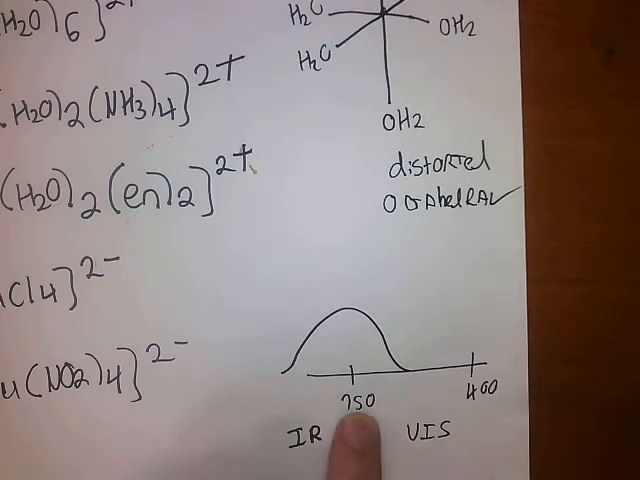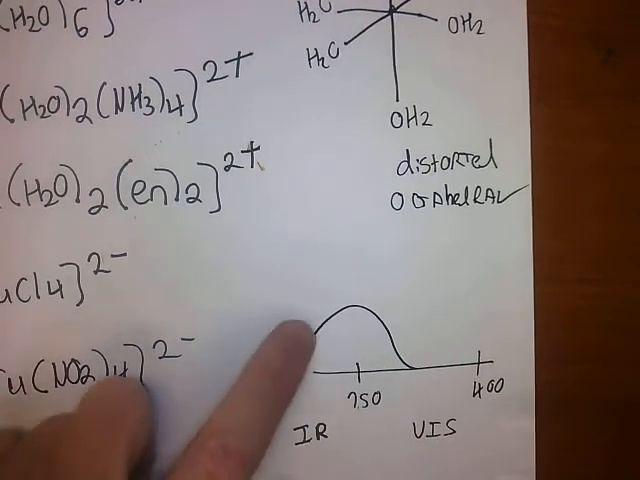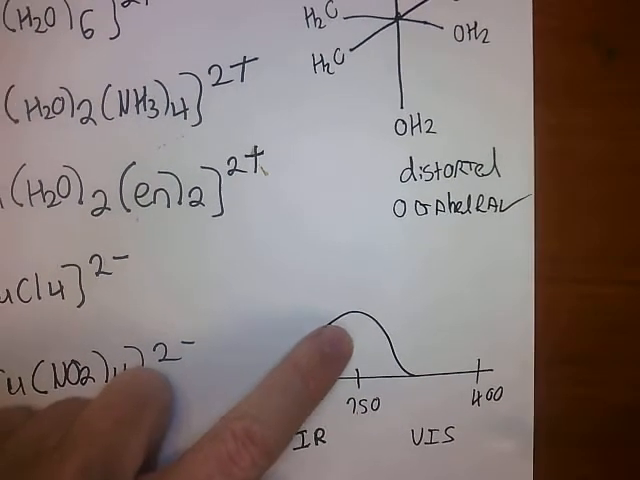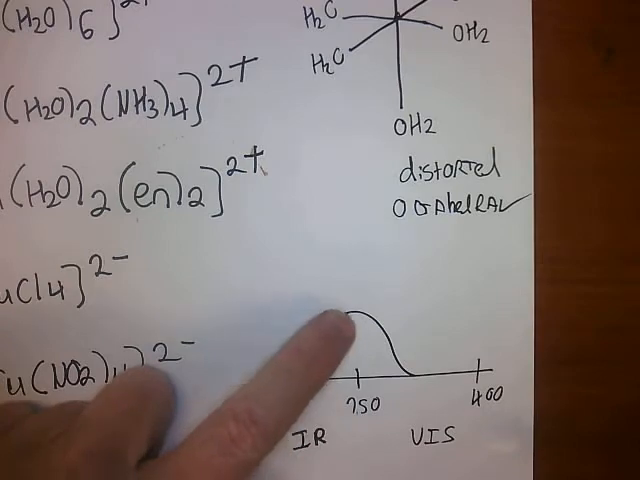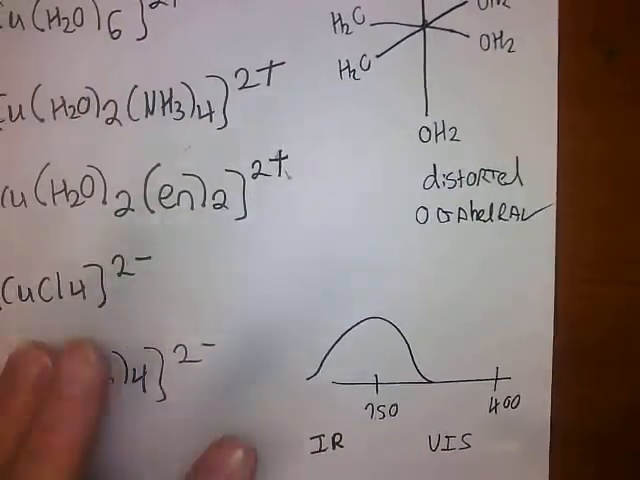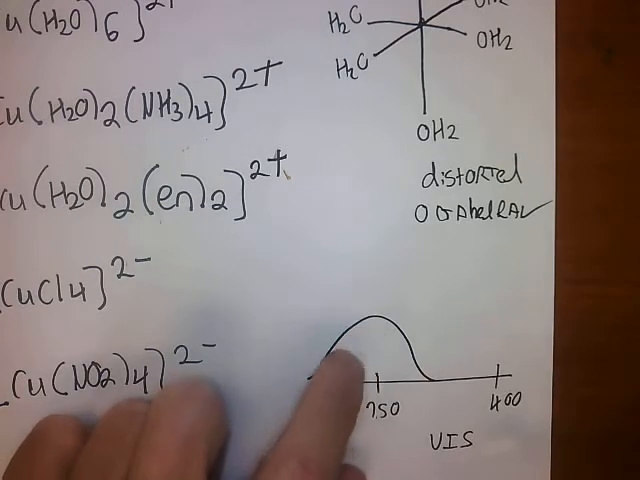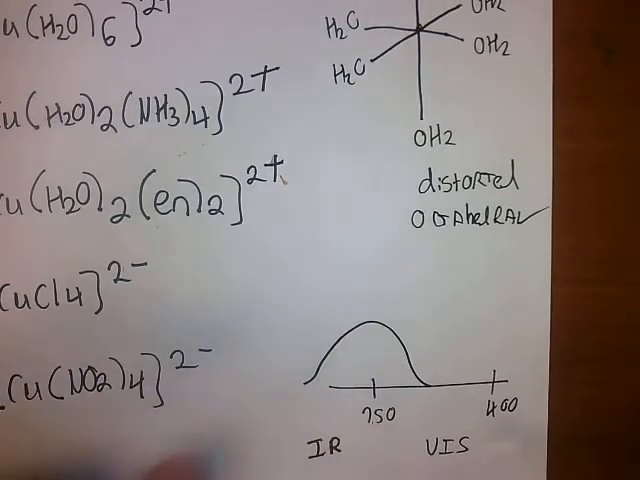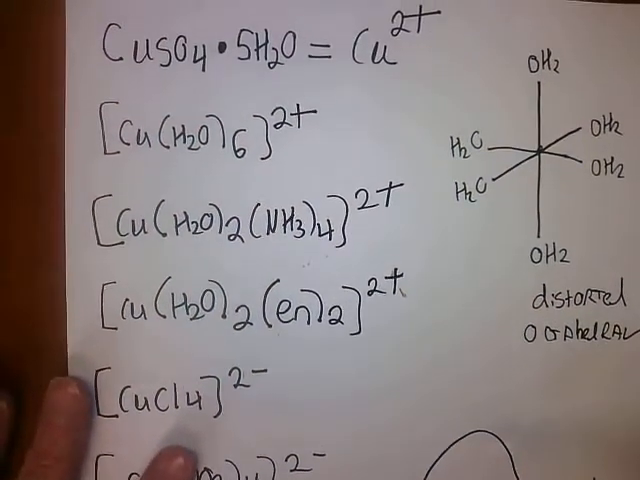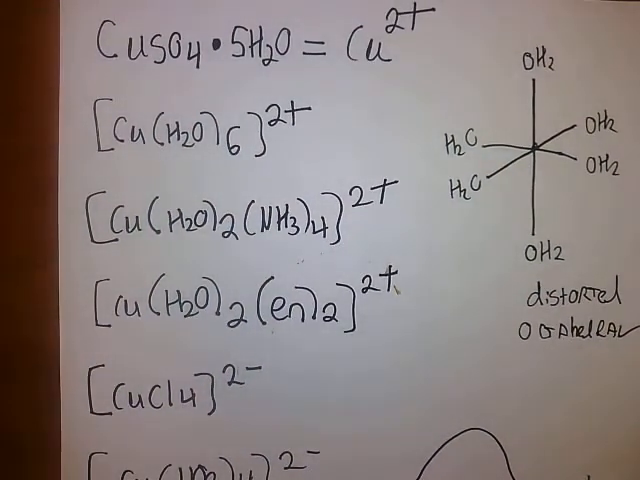Your visible spectrum goes from 750 nanometers down to 400. Your absorption spectrum on this compound looks something like this. It's really on the tail end of the visible, so only a portion of it trails into the visible region. The biggest part of the absorption is in the infrared, wavelengths longer than 750. That's why the color is pale. So that's a couple of weird things about copper.